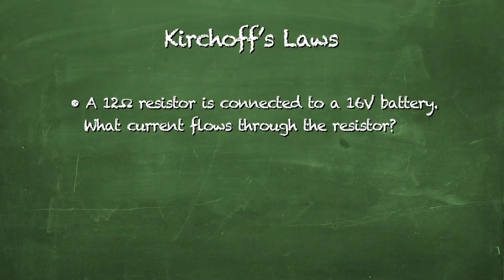A 12 ohm resistor is connected to a 16 volt battery. What is the current that flows through the resistor? Please draw a diagram of that. Use your Kirchhoff's voltage law as your basic equation, and please answer the question.